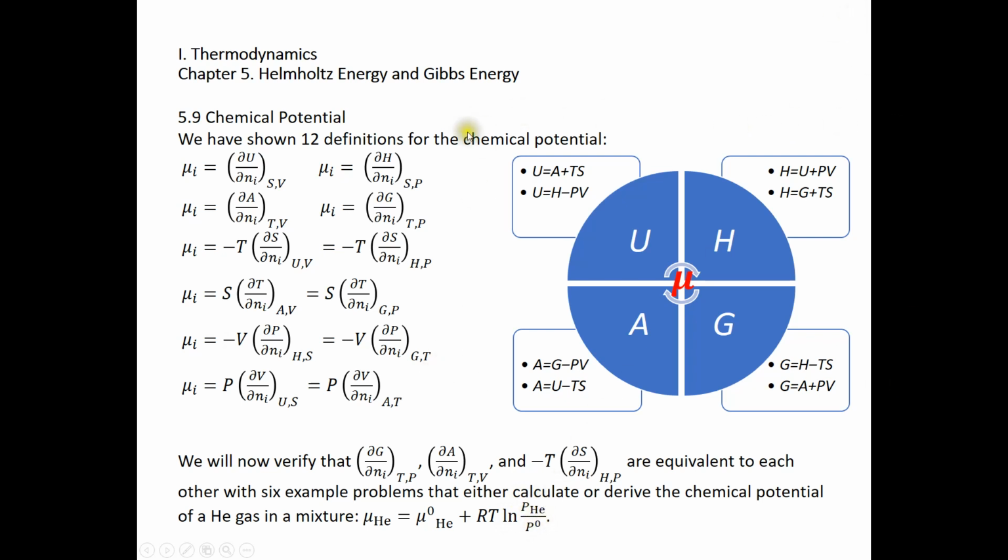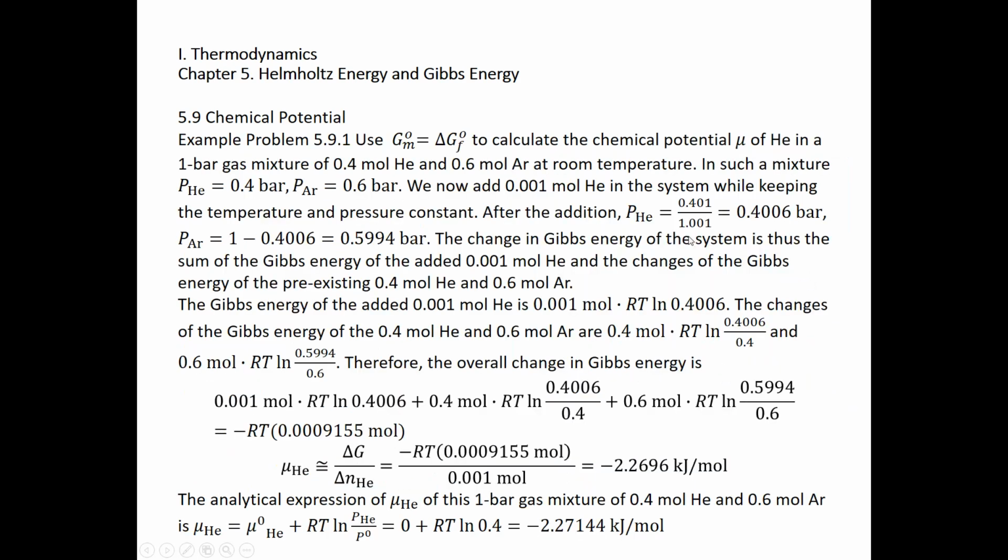Over here, I'm just showing you the wheel of thermodynamics, U, H, G, and A. Again, U plus PV, you get H, H minus TS, you get G, and G minus PV, you get A, plus TS, you get U. Mu is the central piece of this wheel of thermodynamics.